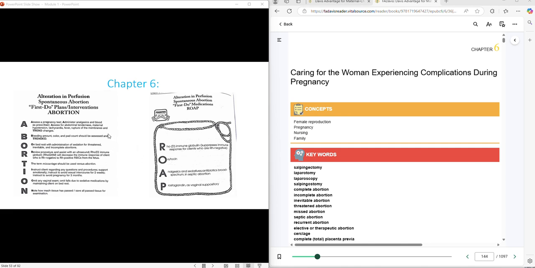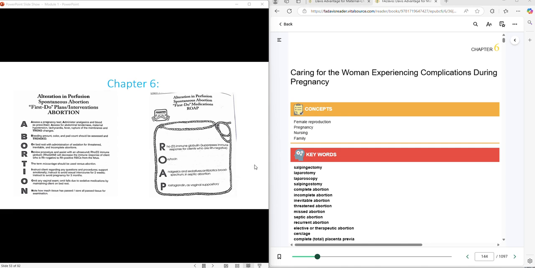It's just talking about assessing the pregnancy test, bleeding, on bed rest, review the procedure to assist with the RhoGAM that we'll talk about, the term miscarriage, instruction to the client regarding questions and procedures, omitting any vaginal exam, omitting falls, and then noting how much tissue passed away. And then the ROPE is the RhD immunoglobulin, which is the RhoGAM, oxytocin, analgesics, antibiotics, and prostaglandins, and vaginal suppository.